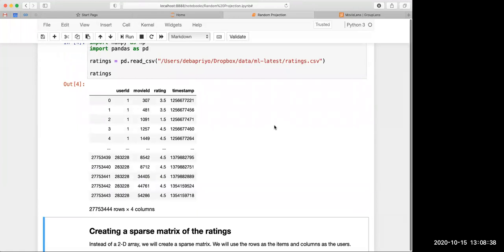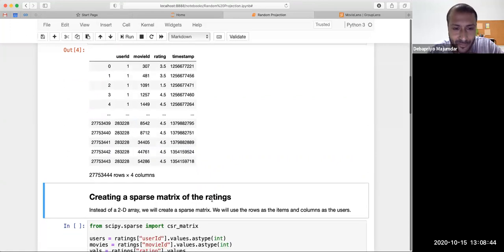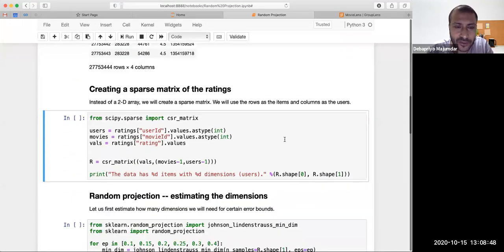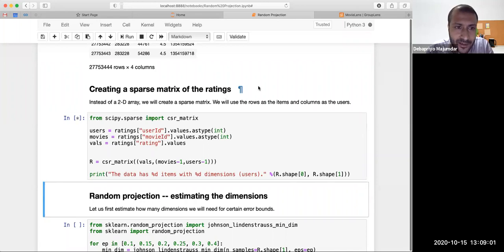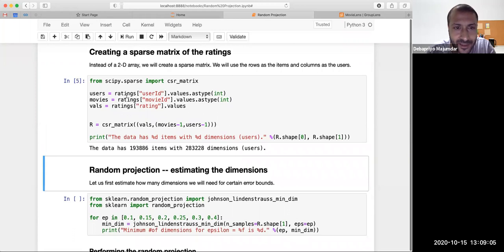Okay, the number of movies is much greater, not greater than this. We'll see the number of movies in a while. Just a moment. Okay, so what we want is to create a sparse matrix out of this. Instead of getting this into a normal NumPy array, we'll actually use the sparse matrix library. If you have used it before, it's fine. Otherwise, this is how you do it.